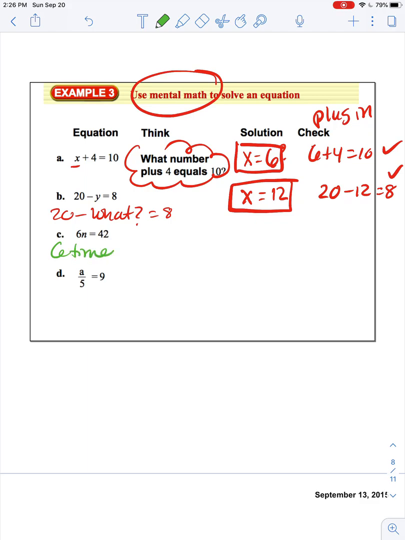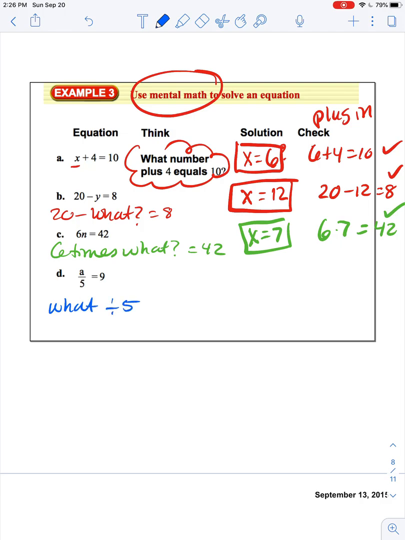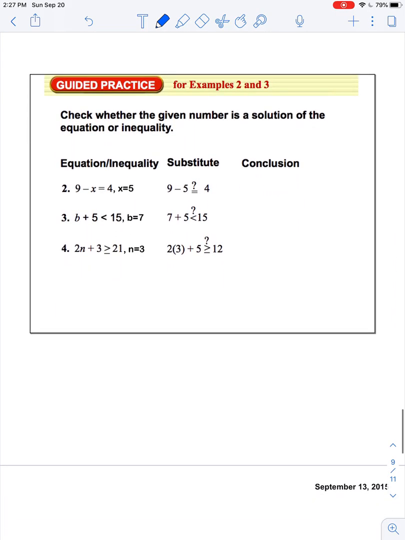Here, 6 times what, because the n is unknown, is 42. So thinking backwards, I decided on 7. And then I test, does 6 times 7 equal 42? Yes, it does. So 7 is my solution. On the bottom problem, I'm asking what divided by 5 will give me a 9. Thinking backwards, I'm getting 45. And I check by looking at 45 divided by 5 and confirming that it gives me a 9. So just trying to exercise my brain cells and do some mental math.